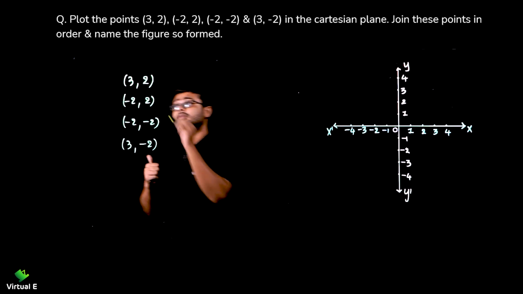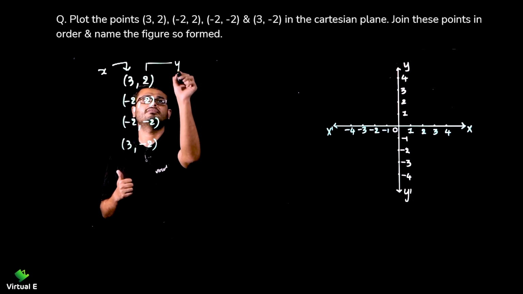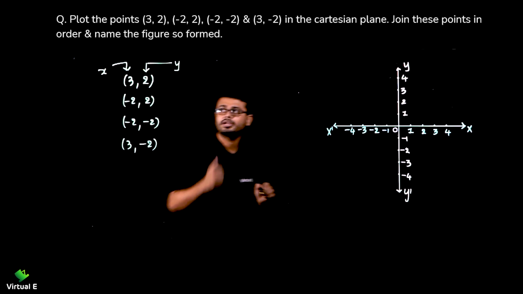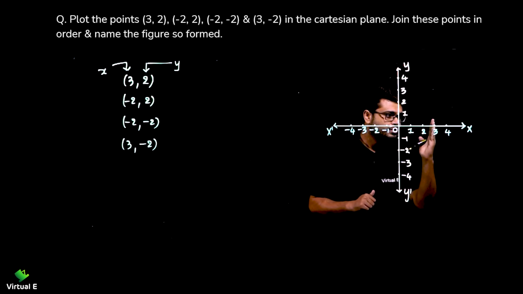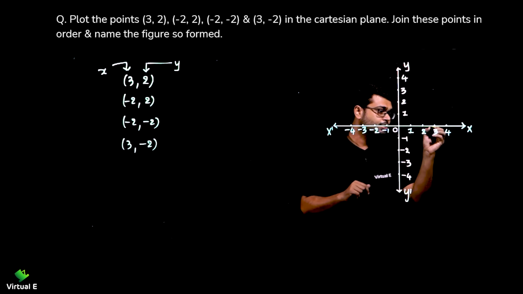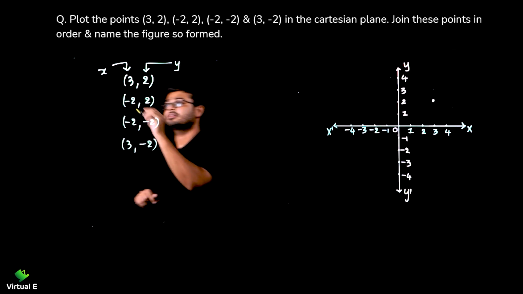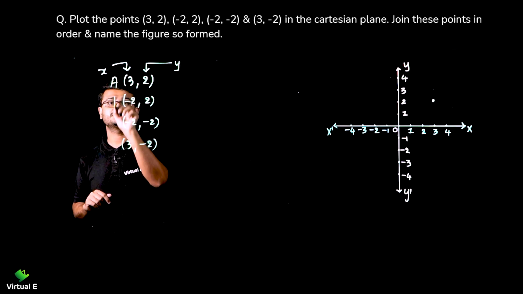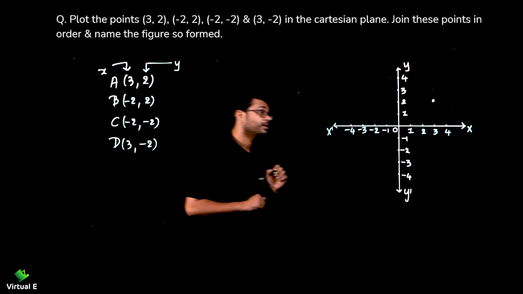Let's start with 3, 2 first of all. Most important point, this is the x coordinate and this is the y coordinate. Remember, on the x-axis we need to take 3. So 1, 2, 3. And at the same time the y-axis should be what? 2. So we need to take 2 steps up. Okay, somewhere over here. Let's give it a name, I think that's better. So A it is, then B, then C and D, right?